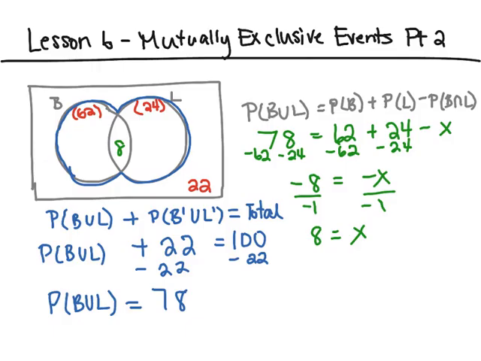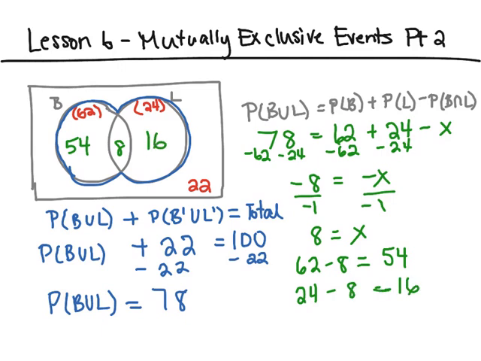If we wanted to find just B, it would be 62 minus 8, which is 54. And if we wanted to find just lunch, it would be 24 minus 8, which is 16. So we've filled in our entire Venn diagram. What we want to find is the probability of people who only skip breakfast, so only B. And that would be 54%.